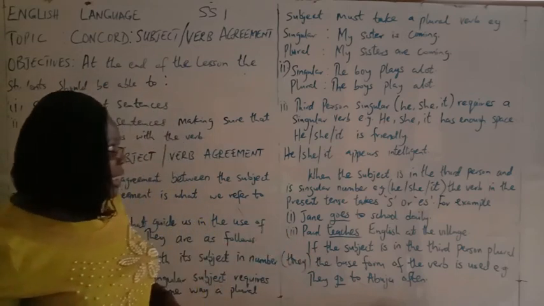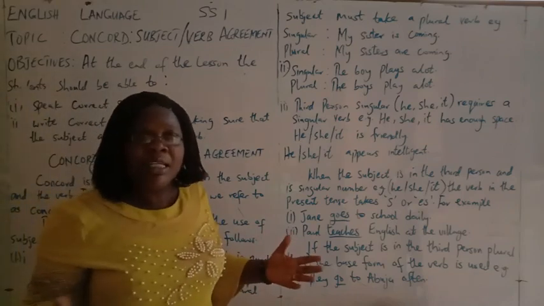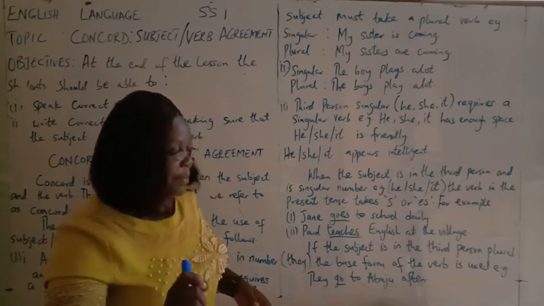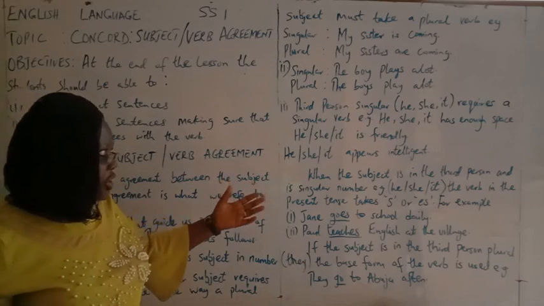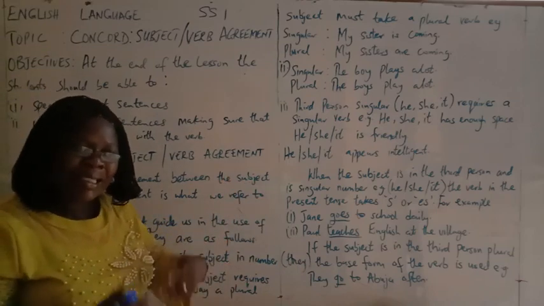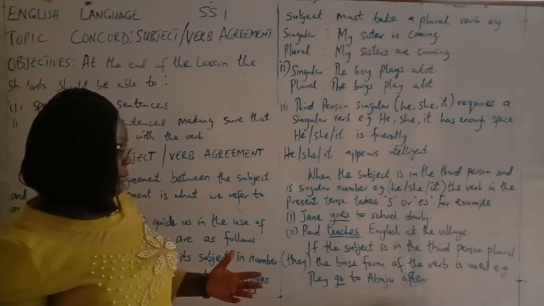Then, you can also say, he is friendly. She is friendly. It is a friendly dog. I'm using what? Singular verbs. He, she, it appears intelligent because it is singular. It has to go with a singular verb, appears.